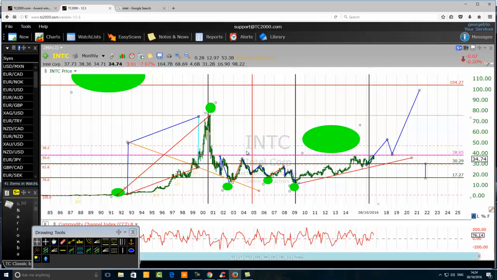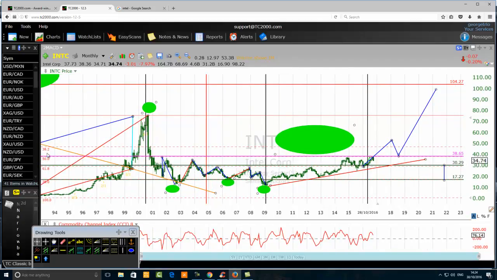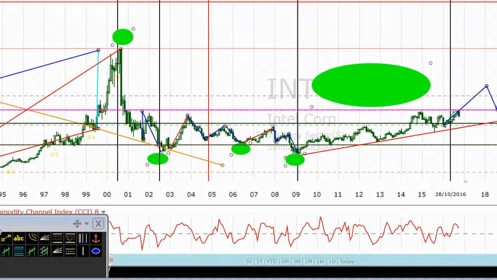That's why the level of $38.65 is a very important resistance level for Intel. As you can see, here it is. You see here in 2002, we came quite close. Yes or no? Can you see? Am I talking to myself? Okay, let me show you clearly on my chart.